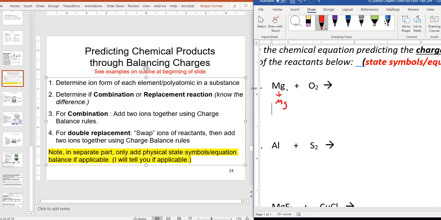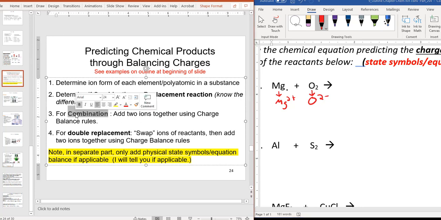So magnesium is going to be a 2+. That's according to the periodic table, because magnesium is a representative element in group 2. Oxygen is going to be a 2-. Again, looking at the periodic table, it's in group 6, so 6 minus 8 is a -2. We then need to figure out whether the reaction is a combination reaction or a double replacement reaction.